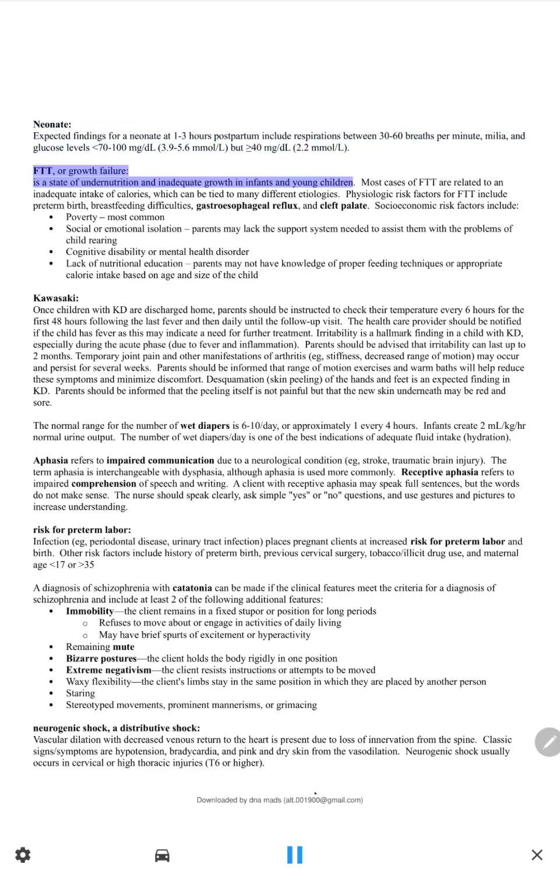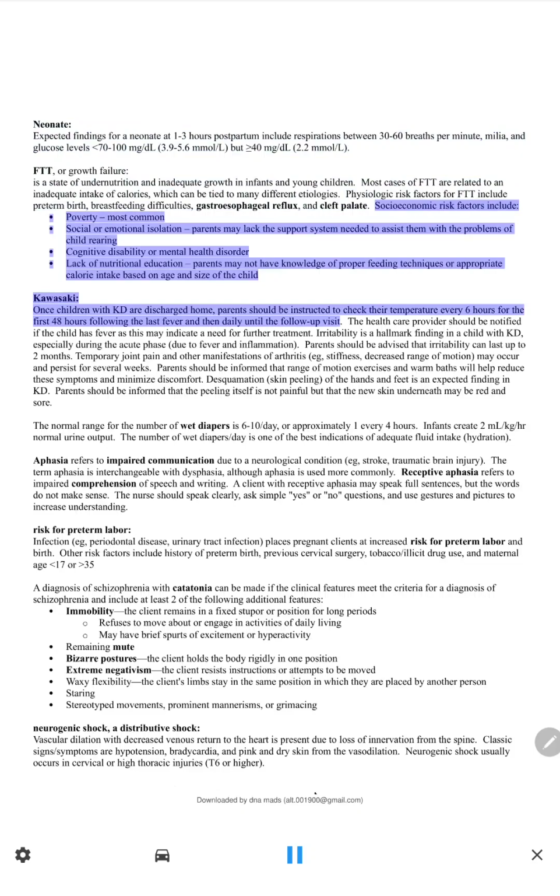FTT, or growth failure, is a state of undernutrition and inadequate growth in infants and young children. Most cases of FTT are related to an inadequate intake of calories, which can be tied to many different etiologies. Physiologic risk factors for FTT include preterm birth, breastfeeding difficulties, gastroesophageal reflux, and cleft palate.